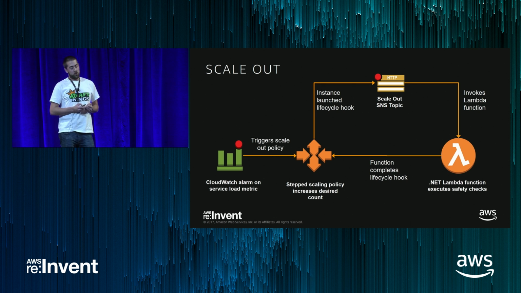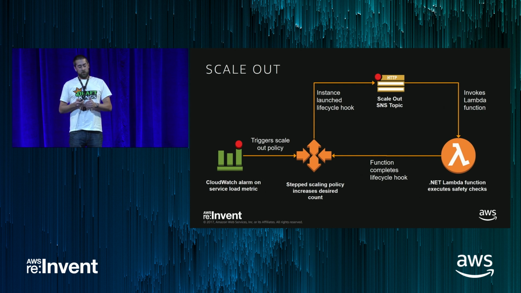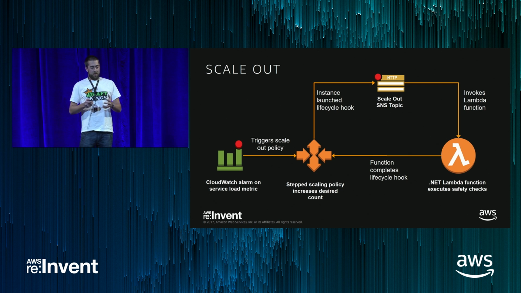So in order to make sure that any scaling operation is safe to execute, we leverage lifecycle hooks on auto-scaling groups. And the way that process works is the auto-scaling group will scale out EC2 instances. The lifecycle hook will publish a message to an SNS topic. That SNS topic will invoke a Lambda function. That Lambda function will do one of the safety checks.